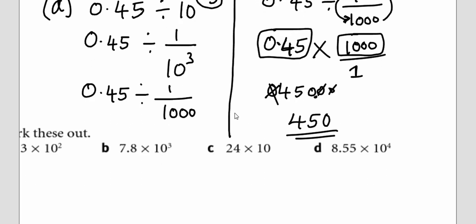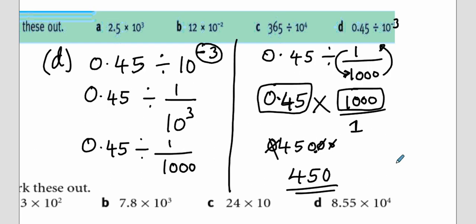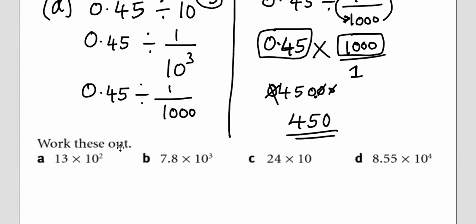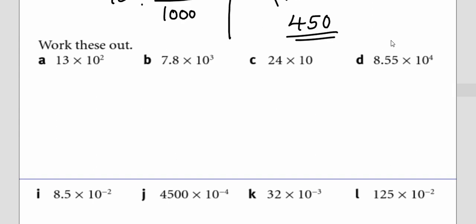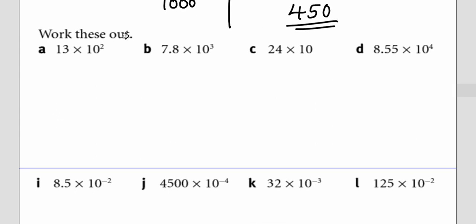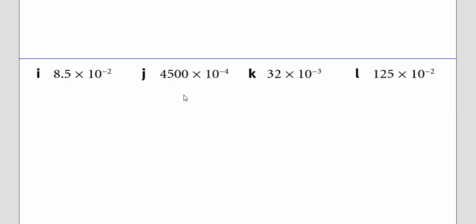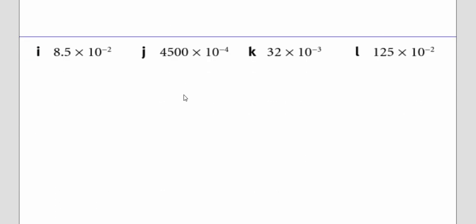Otherwise, let us continue. Work these out. For these ones, you can try, because I already explained what 10 power 4 and 10 power 3 mean. Maybe let me help you with negative powers. See this? Negative powers. With negative powers, you do the reciprocal. So let us put the borders over here.